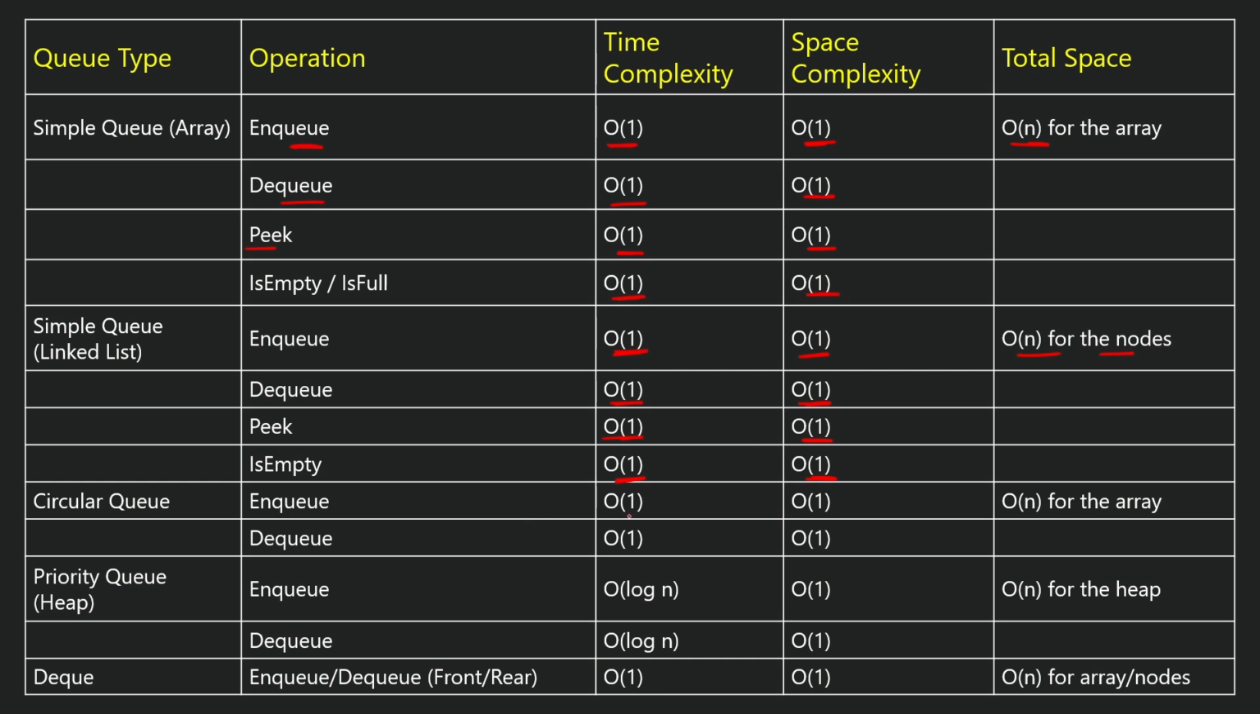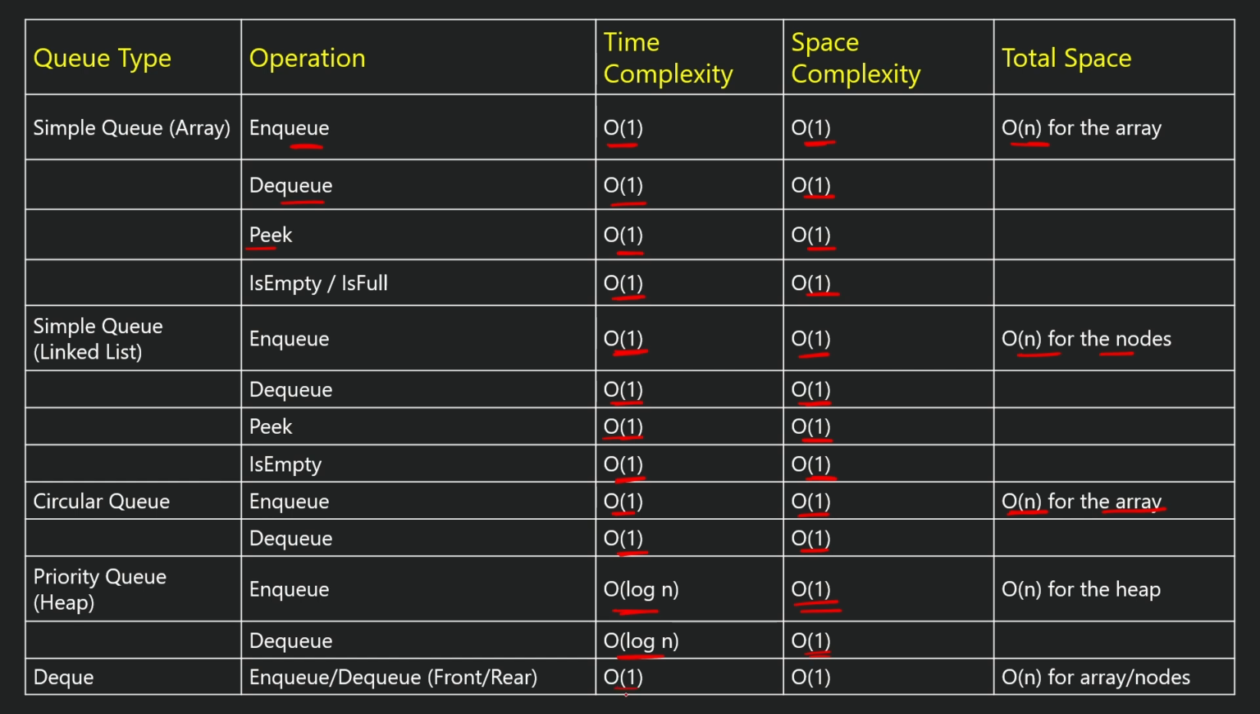Circular queue. Enqueue: O(1), space O(1). Dequeue: O(1), space O(1). Total space: O(n) for the array. Priority queue, heap-based. Enqueue: O(log n), space O(1). Dequeue: O(log n), space O(1). Total space: O(n) for the heap.